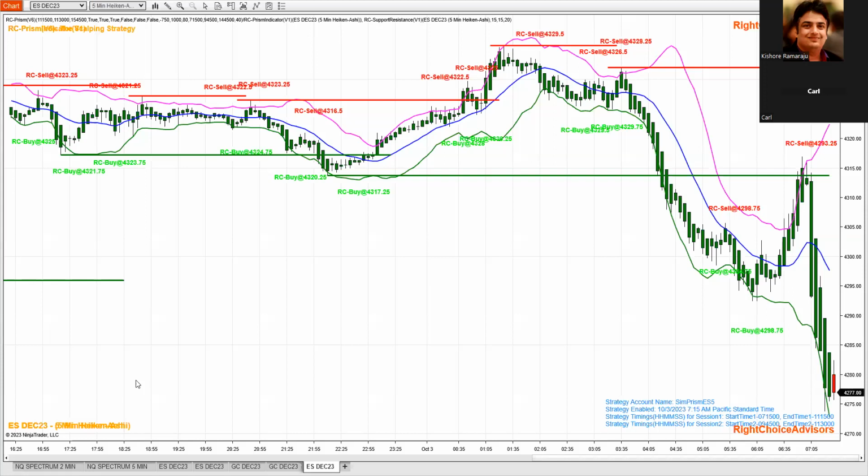Ravi, if we have a stop loss of 40 ticks, make sure if you're using 5 minutes, you should have a stop loss of 40 for ES and 80 for NQ.